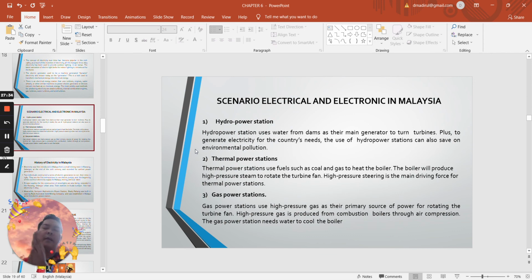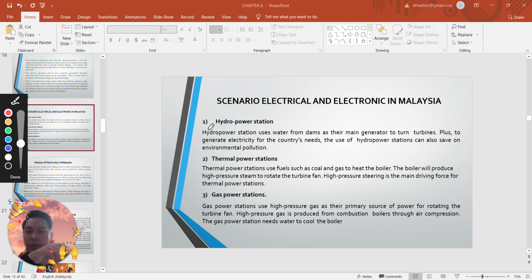So for this subtopic, we look into the scenario of the electrical and electronic landscape in Malaysia. The first type of scenario we will look into is the hydro power station. The hydro power station uses water from the dam as the main force to turn the turbine to generate electricity for the country's needs. The use of a hydropower station can also help the environment. So basically, the electricity generated via the hydropower station is also known as green energy.